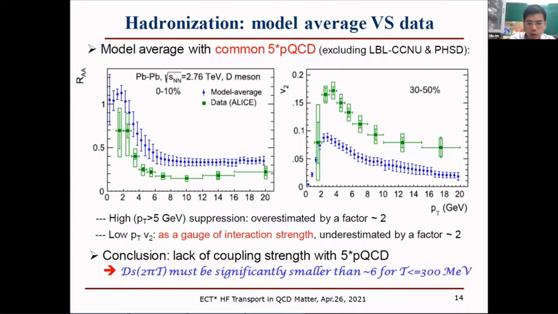And the V2 at low pT, the D-meson V2 is supposed to be a kind of gauge of the interaction, of the coupling strengths of the charm quark with the medium through diffusion or hydrodynamization. But the data is also underestimated by the model average by a factor of 2. So the conclusion we can make here is the coupling strength with 5 times pQCD is insufficient, and the spatial diffusion Ds times 2 pi T must be significantly smaller than 6 for temperature below 300 MeV.